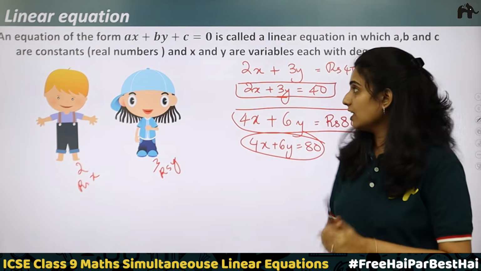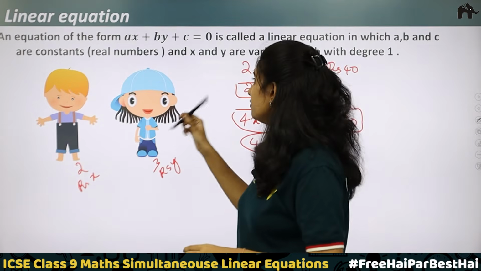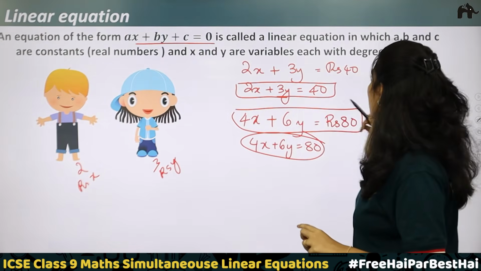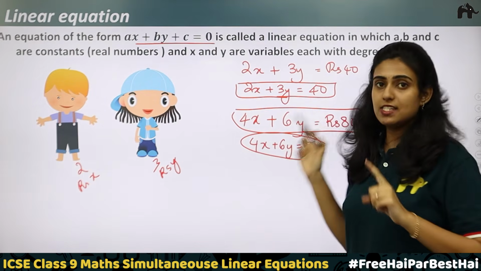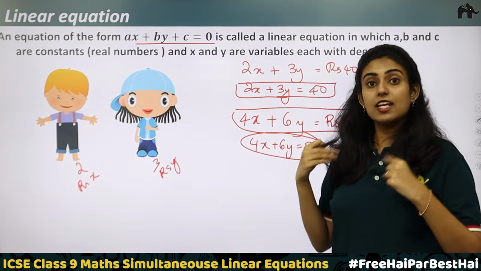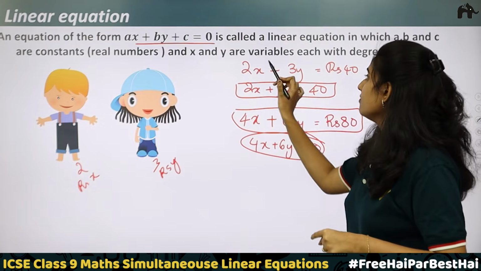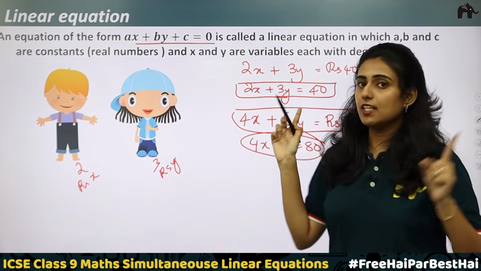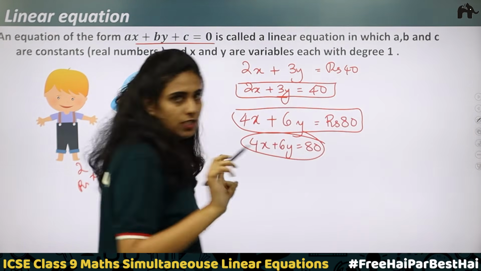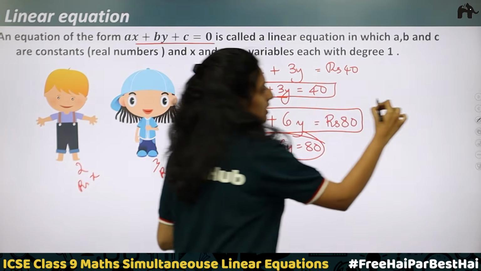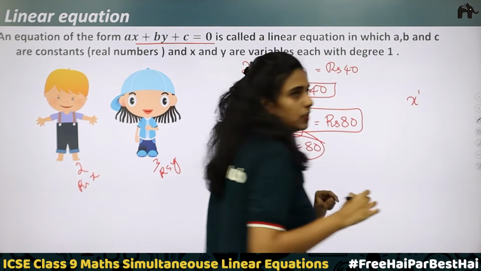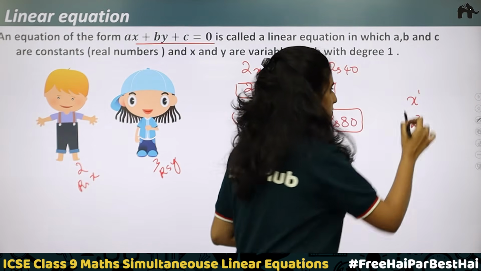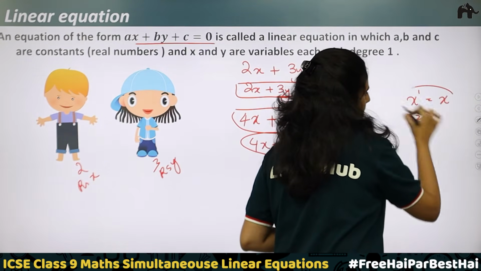We can define a linear equation. An equation of the form ax plus by plus c is equal to 0 is called a linear equation, in which a, b and c are constants which are real numbers, and x and y are the variables whose values we need to determine, each with degree 1. What does degree 1 mean? Degree 1 means x power 1. Degree 2 means x power is 2. So, if x power is 1, we will just write it as x.